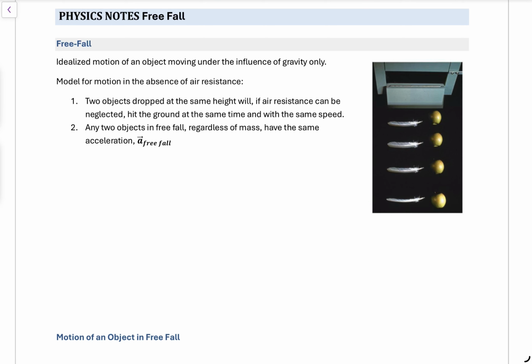Free fall for us is going to be a special case of constant acceleration where we model the motion of an object and we assume that there is no air resistance. So typically, if we're thinking about free fall, we're thinking about an object that's going to be moving through the air. In reality, that object is going to be under the influence of the gravitational force and also air resistance.